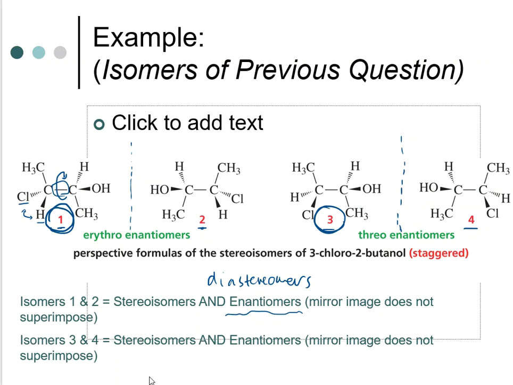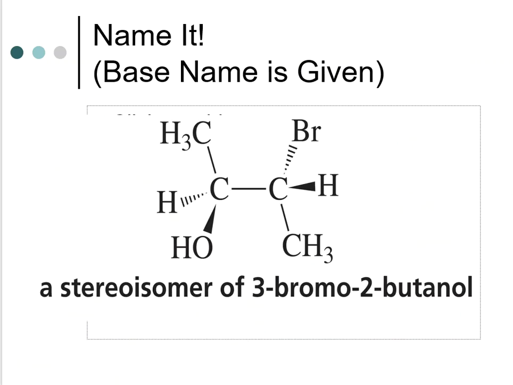Multiple chiral centers. I'm going to have to name them. I'm going to have to associate an R or an S with each one. How can we do it? So let's look at an example. Let's take this one.